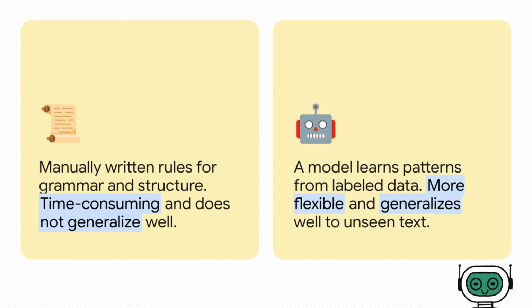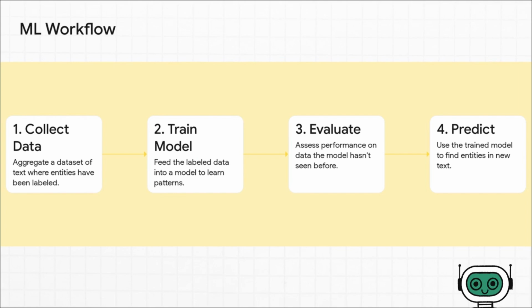It's way more flexible. The machine learning workflow is pretty standard. First, you need a bunch of text where humans have already highlighted the entities. Then you feed that labeled data to a model so it can learn. After that, you test it on data it's never seen before to see how well it does. And once it's accurate enough, you can use it to make predictions on new text.